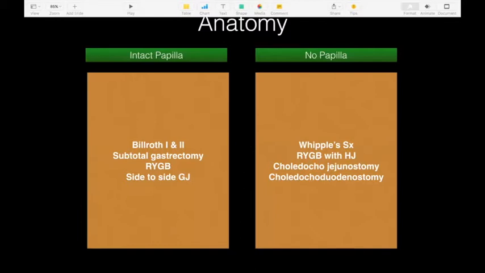And patients who present to us with altered anatomy and no papilla, these are patients who have Whipple surgery, patients who have Roux gastric bypass with a hepaticojejunostomy, patients who have undergone a choledochojejunostomy, or patients who have undergone a choledochoduodenostomy. So these are the situations which, when a patient comes to us with the altered anatomy, these things should be kept in mind, and we should see whether patient has papilla or no papilla. So I'll tell in future slide why does it matter.